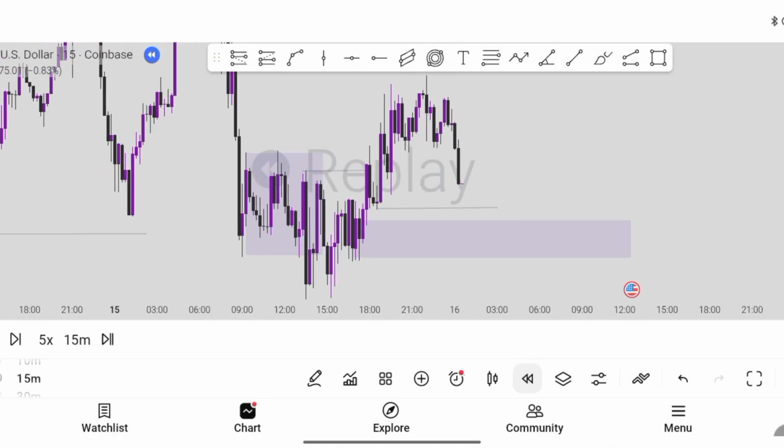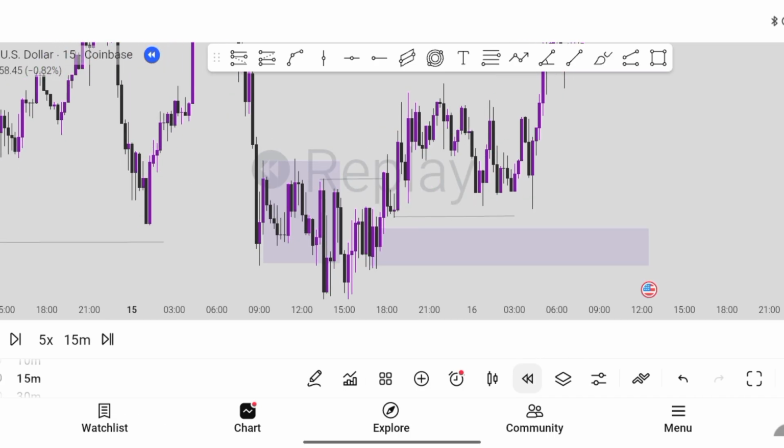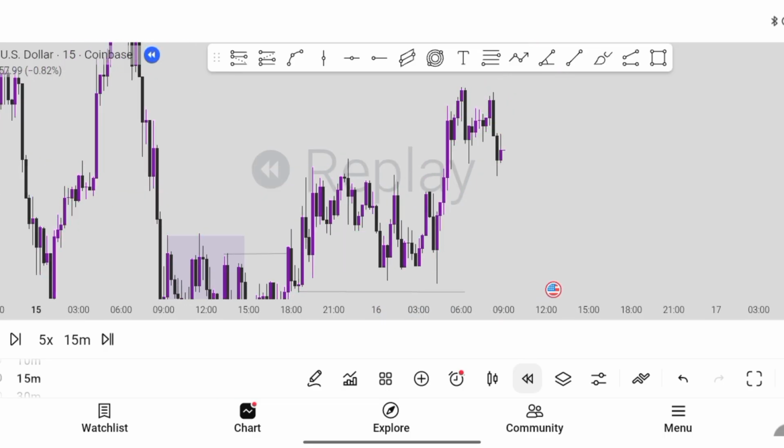Okay, what are you seeing? You are basically seeing this market accumulating above your POI. I feel like we picked the wrong POI. You get the concept, but let's see.